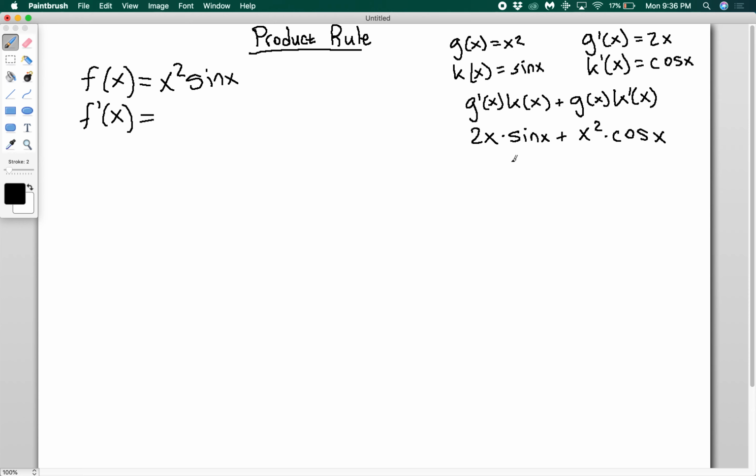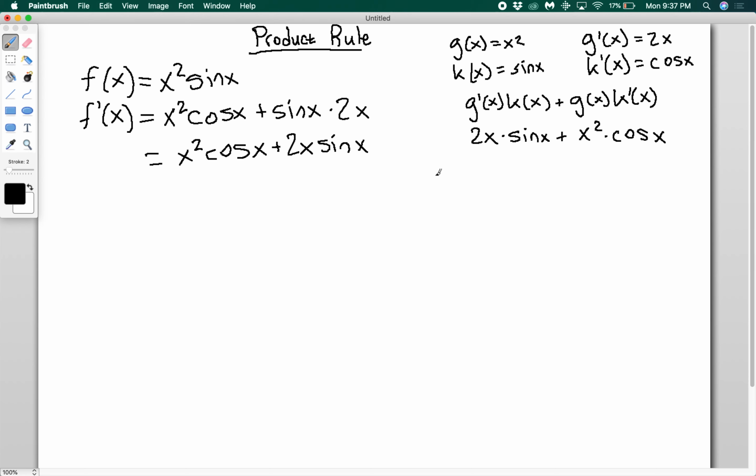and that would be my answer. Or, you can just go through it and think of it as first times the derivative of the second plus second times the derivative of the first, right? First, x squared times the derivative of the second, cosine x, plus second, sine x, times the derivative of the first, 2x. And you can rewrite it a little bit to neaten it up. So you have x squared cosine x plus 2x sine x, right? Just rearrange it, but you get the same thing.